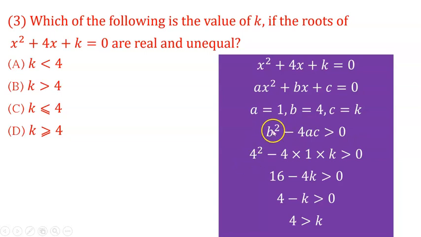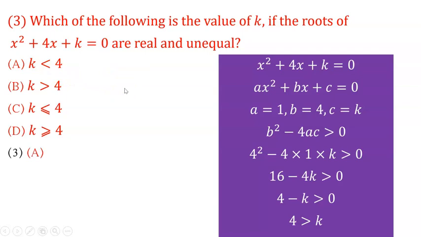Substitute the value of b, that is 4, minus 4, a is 1 and c is k, which is greater than 0. 4 square minus 4k greater than 0. Divide on both sides by 4, then you will get 4 minus k greater than 0. Add k on both sides. It means that k is less than 4, then the roots of the quadratic equation are real and unequal, and hence option A is correct.